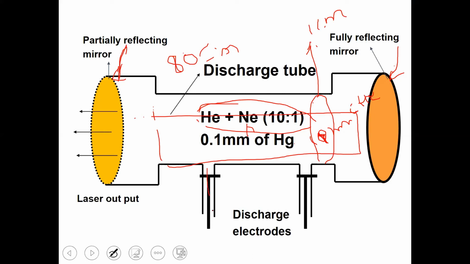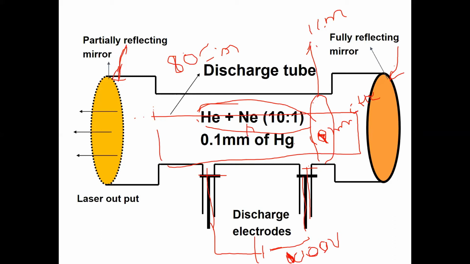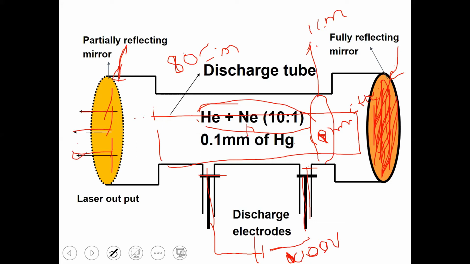These are the two discharge electrodes, across which I apply a discharge voltage of approximately 1000 volts. These are the partially reflecting and fully reflecting mirrors that act as an optical or resonant cavity. The laser beam comes out from this end. This is the block diagram of the helium neon gas laser.